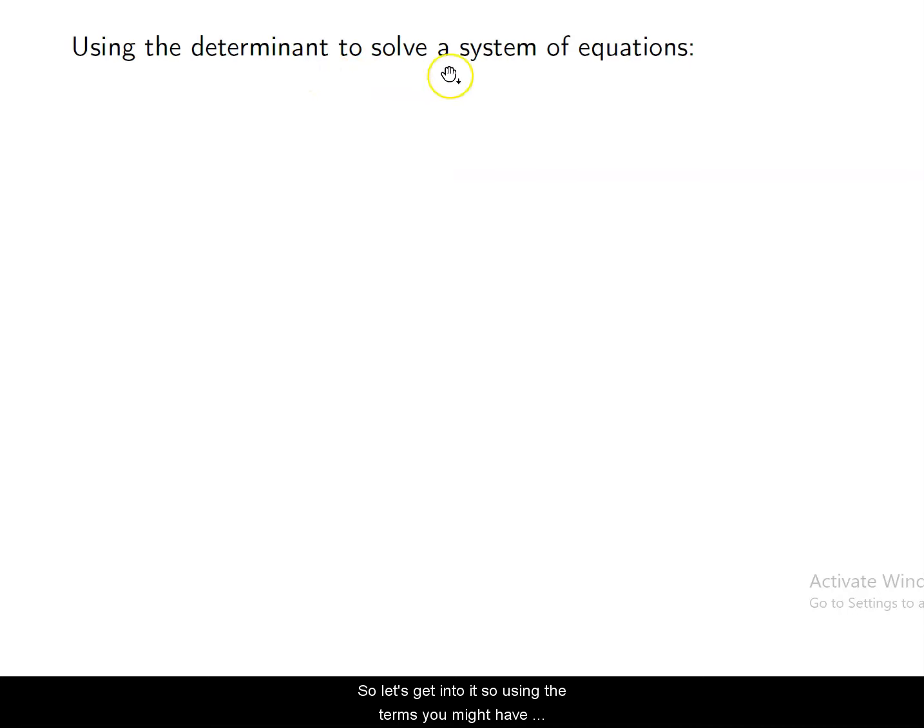So using determinants, you might have actually seen this method before. It's often taught in a pre-calculus course. And it's a method called Cramer's rule, okay? So if you've seen Cramer's rule before, then you're ahead of the curve, and this will just be a review for you. For some of us, this will be brand new or a refresher.